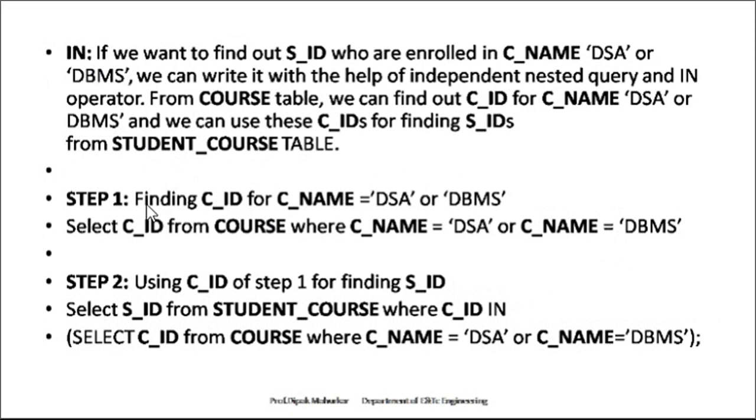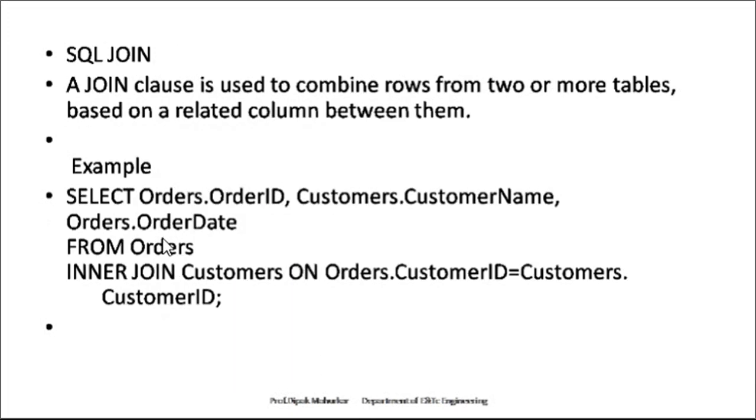Okay, so these are the steps we can call. We will elaborate on this when I explain it online. So nested query, how it will work. These are the syntax for the nested query. Then SQL join. A join clause is used to combine rows from two or more tables based on a related column between them.